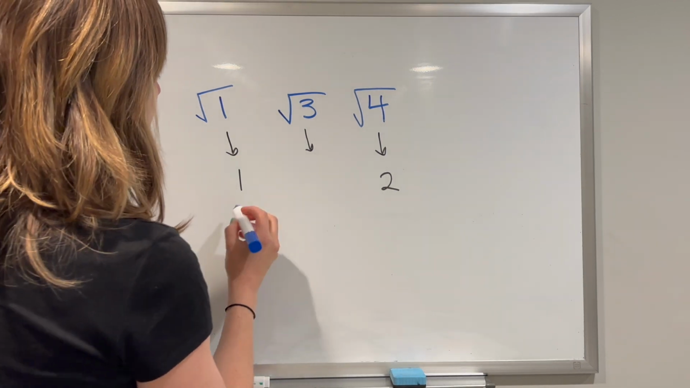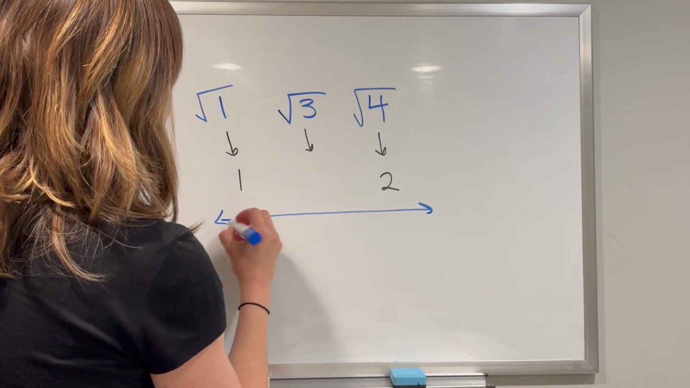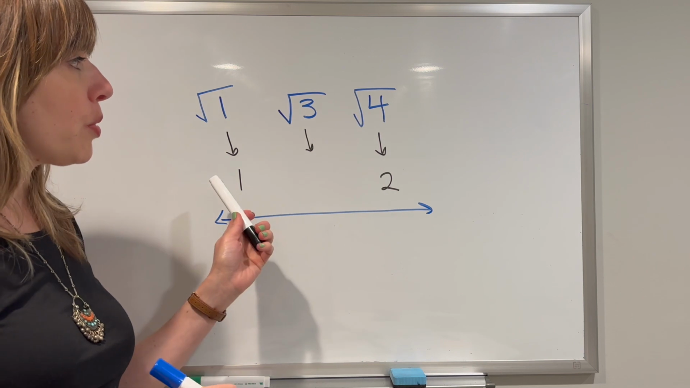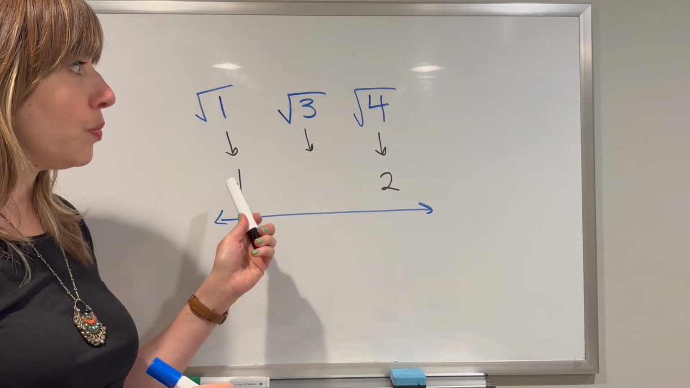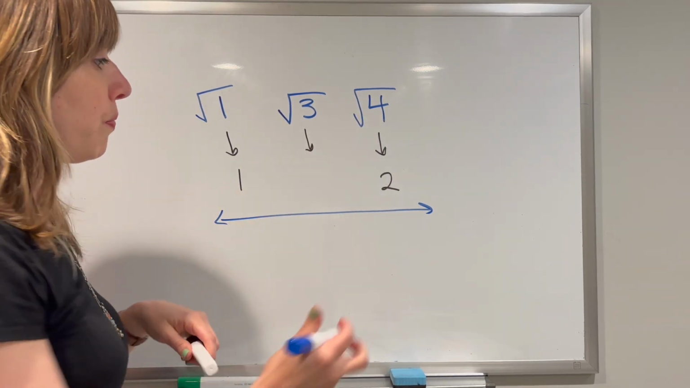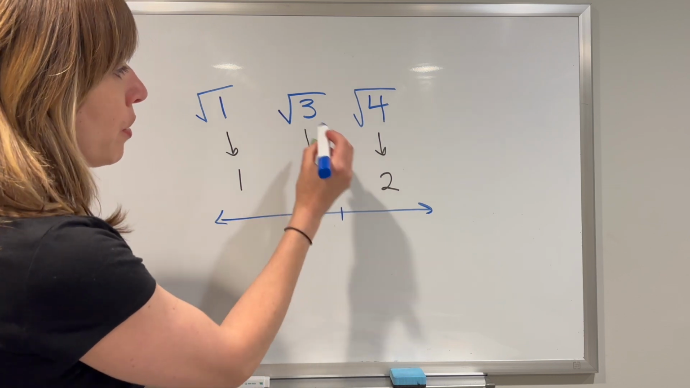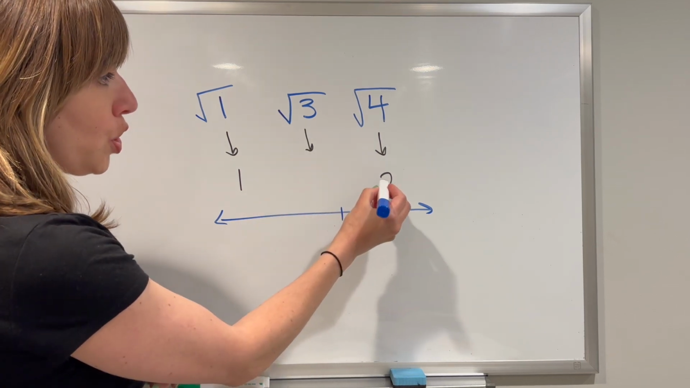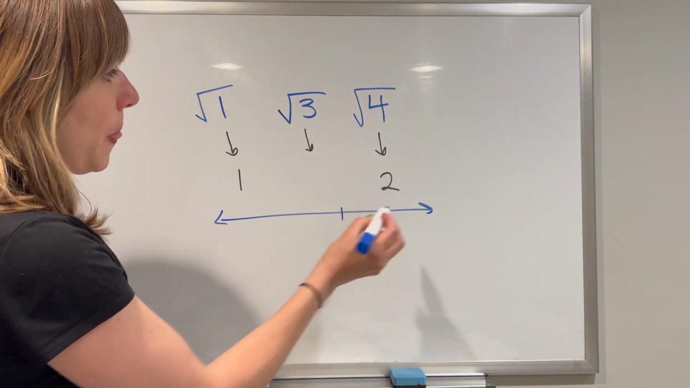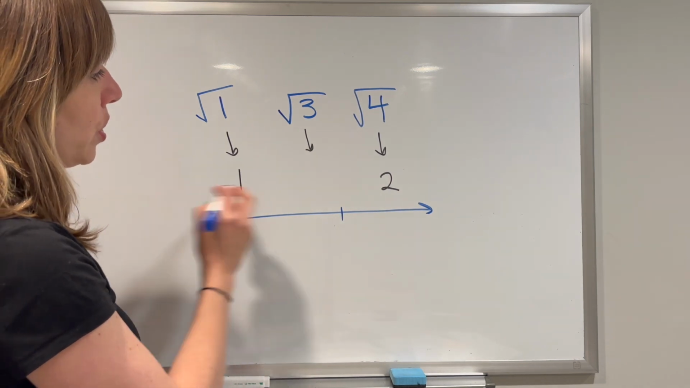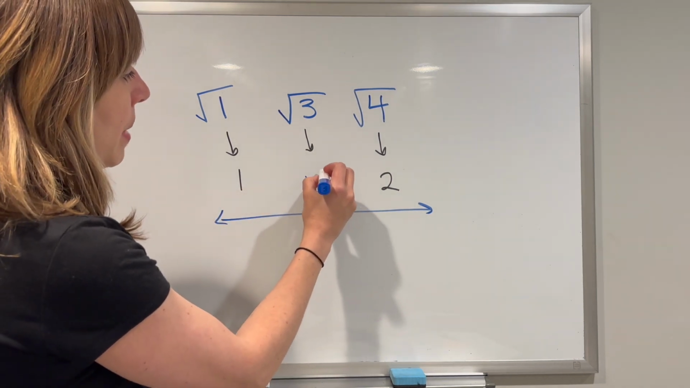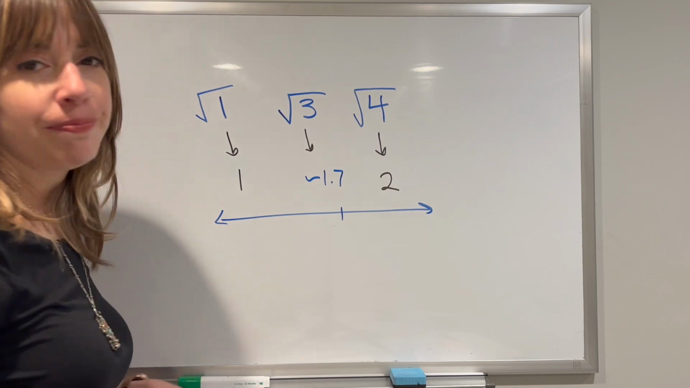Picture a number line and decide which number 3 is closer to. 3 is closer to 4. So the square root of 3 is going to be a little closer to the square root of 4, which is 2, than it is to the square root of 1, which is 1. And that's how we get about 1.7.